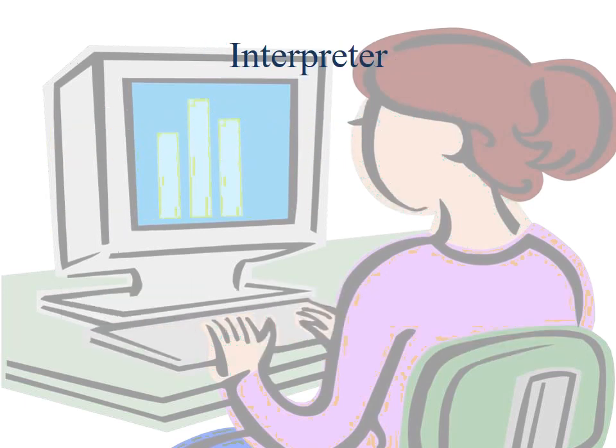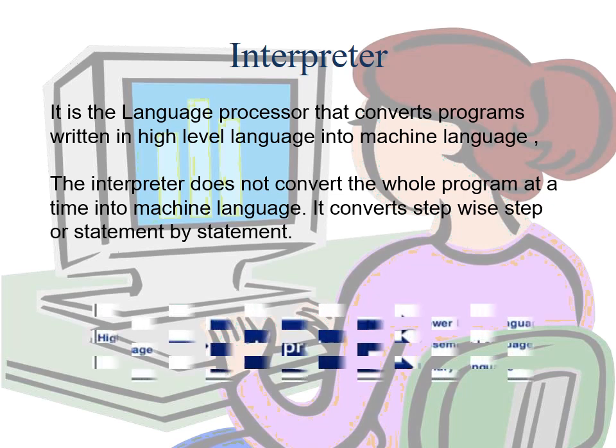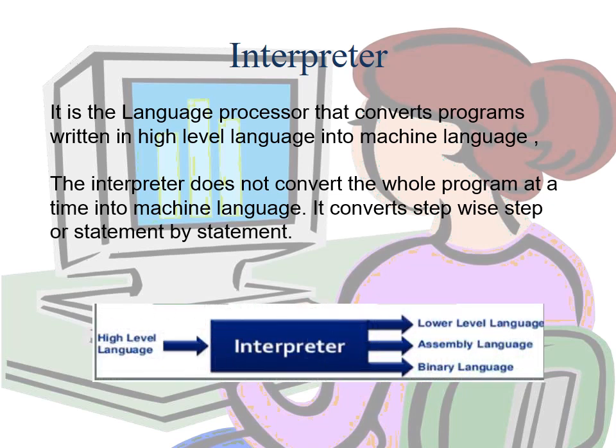Next is interpreter. Interpreter is a language processor that converts programs written in high level language into machine level language. It translates one statement at a time into machine language. After translation of one statement is completed, then the next statement is translated, and so on. So the translation and execution of a statement of a program is carried out one after the other.